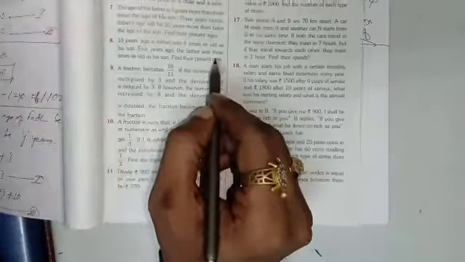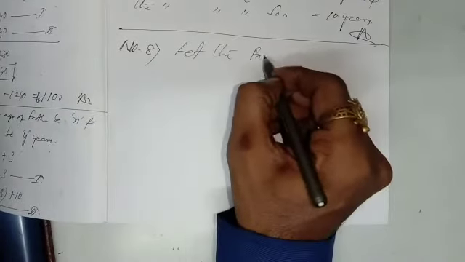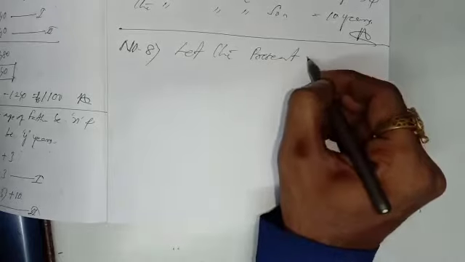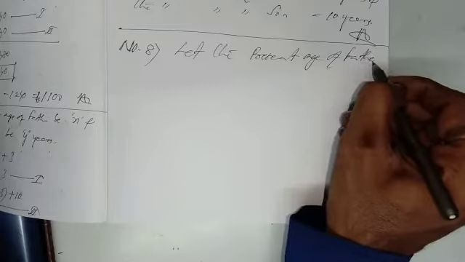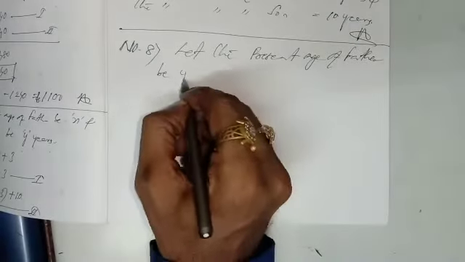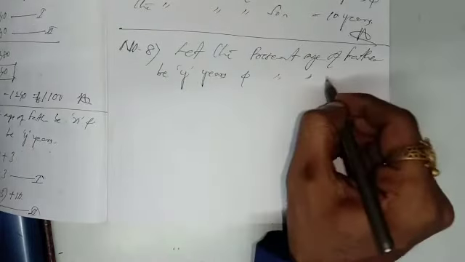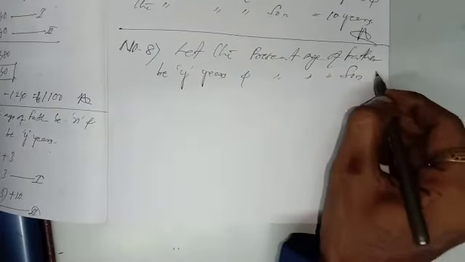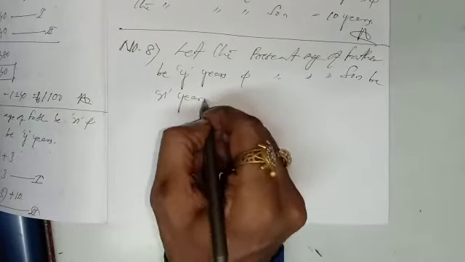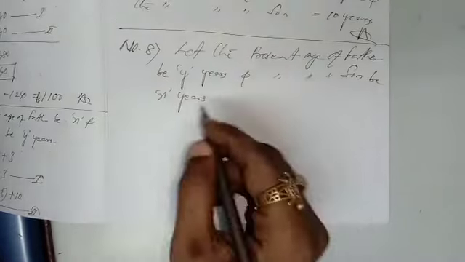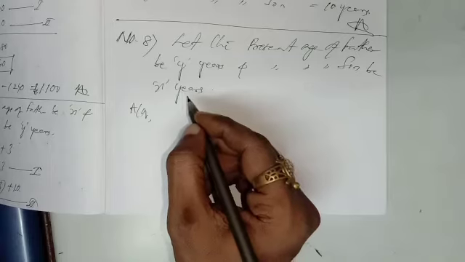Just see. Let the present age of father be y years and the present age of son be x years. Okay. So according to the question, 10 years ago.